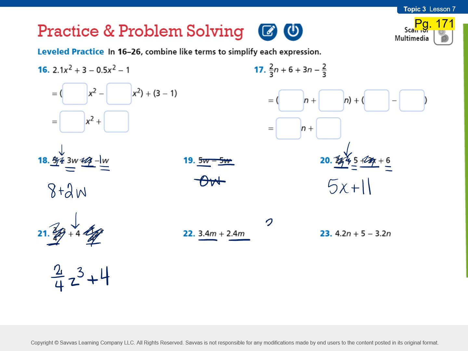Combine your like terms. You have 3 4/10 plus 2 4/10, which will make 5 8/10 m. And 23, we have 4 2/10 n minus 3 2/10 n. So 4 2/10 minus 3 2/10 makes 1 whole. So you can put 1.0 or just put 1 in, or you can just put n on its own. And then plus 5. Remember, you can't add those two together because 5 does not have an n.